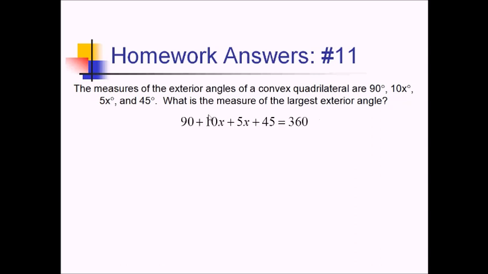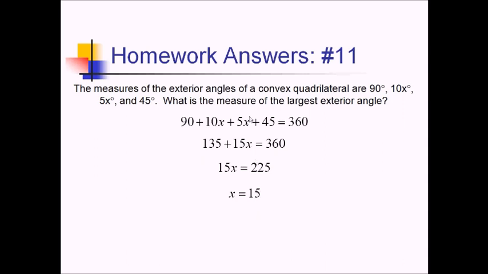Combining like terms, I've got 15x and 135 on the left. Subtracting 135, that'll be 225 on the right side. And dividing by 15, we have x equals, well, 15. All right, so we're not done. We actually need to figure out the largest exterior angle.